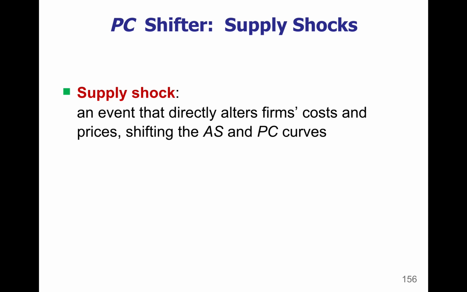So these are supply lines. So anything that would affect a firm's costs, input costs, land, labor, capital, technology, and entrepreneurship, or things that might affect that, would shift both aggregate supply and Phillips curves.